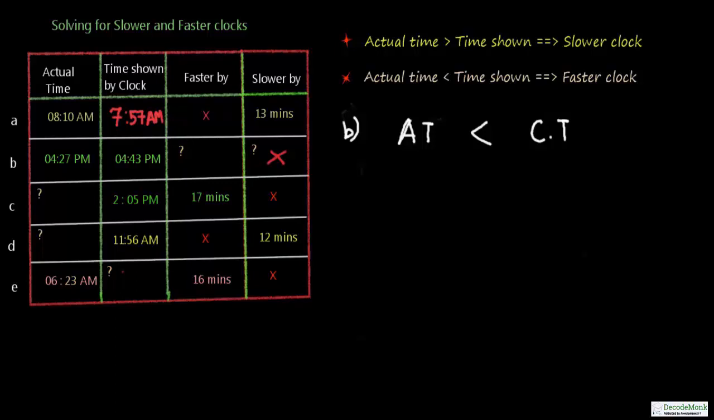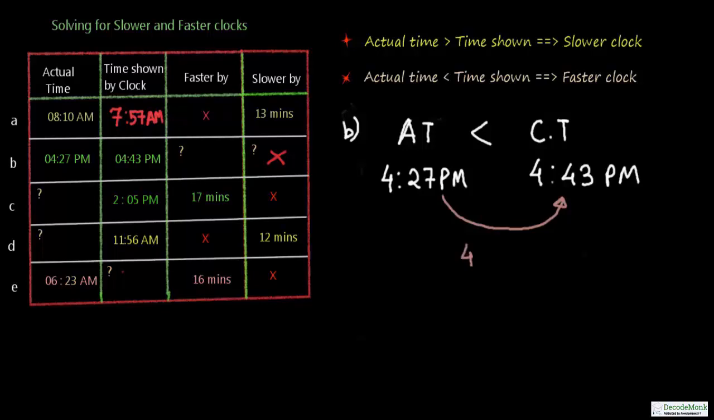So let us calculate. Clock timing is 4:43 p.m. and the actual timing is 4:27 p.m. So we have to check how much advanced this clock timing is. How many minutes need to be added to get 4:43? So we can subtract the actual timing, 4:27, from 4:43. As the hours are the same, these can be crossed out and we can now simply subtract.